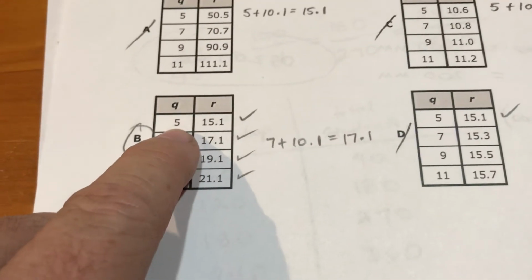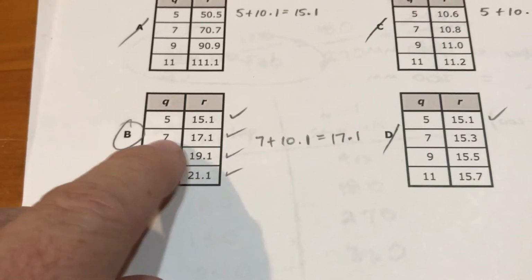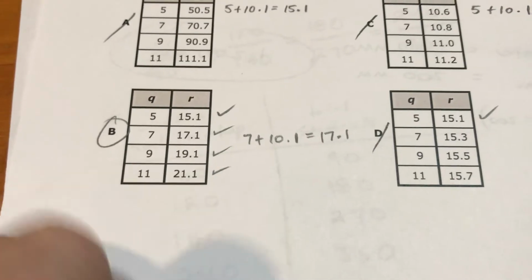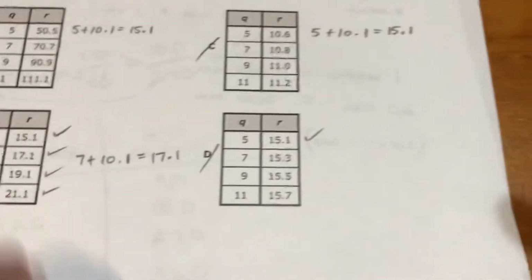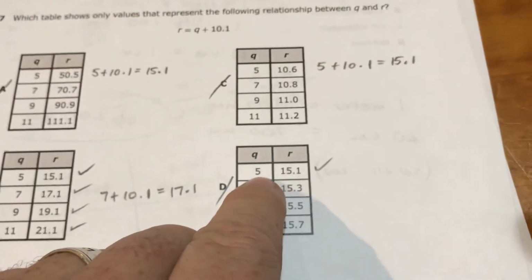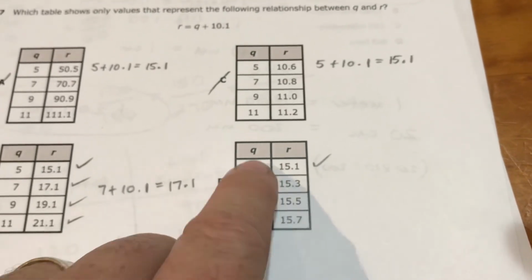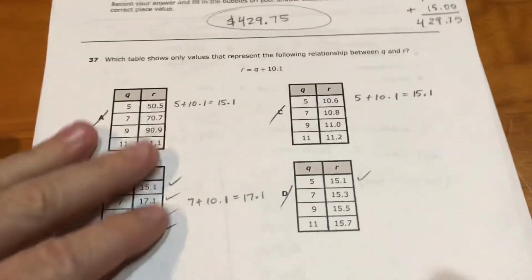But it works for all of these values. 5 plus 10.1 is 15.1. 7 plus 10.1 is 17.1. 9 plus 10.1 is 19.1, and 11 plus 10.1 is 21.1. So it works for all these values there. It works for this first one, but it doesn't work for these others in answer choice D. So answer choice B is the only one where it works for all of them.